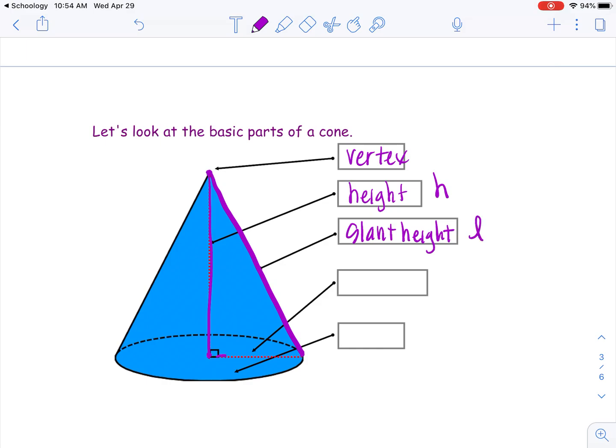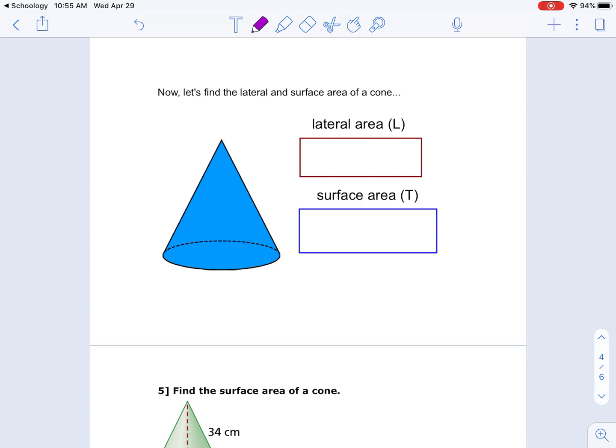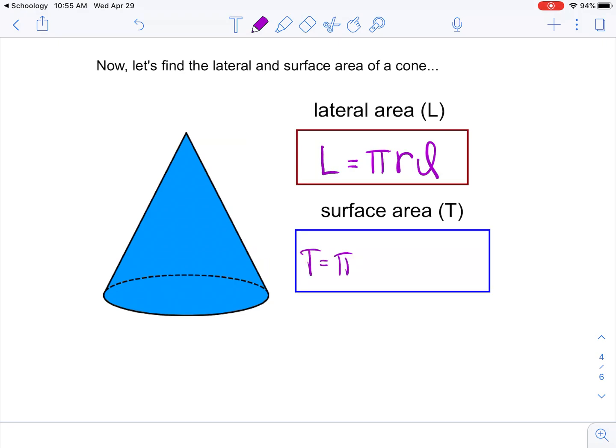Slant height. This right here, what's that called? Radius. Whoa. Which is R. And then this, what it's pointing to right here is this whole thing right here. This is the base. Okay, so let's get our formulas for a cone. So our lateral area of a cone is pi times radius times slant height, pi RL. Total surface area is the slant height, pi RL, plus, and then there's only one area of a circle to add to this, so plus pi r squared.